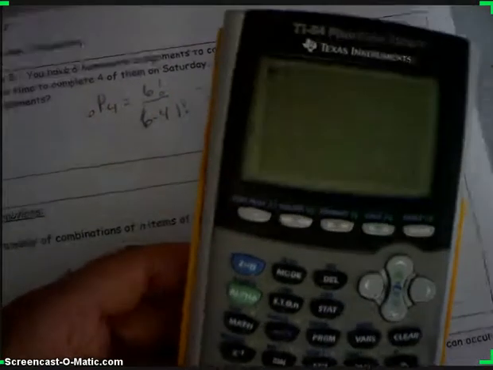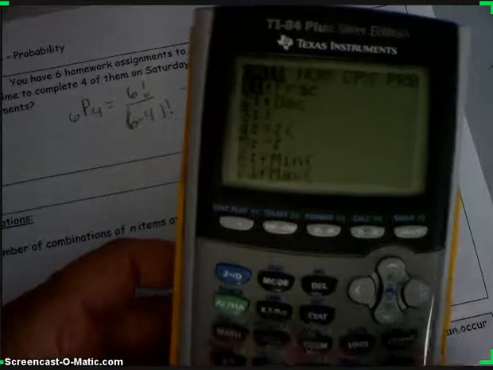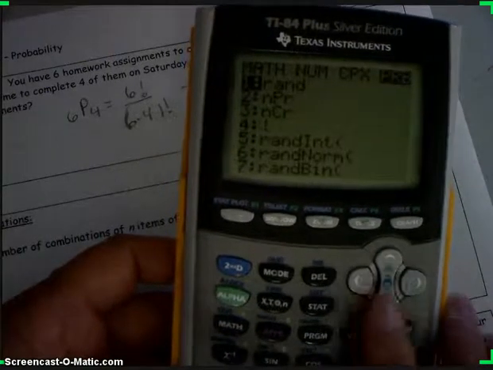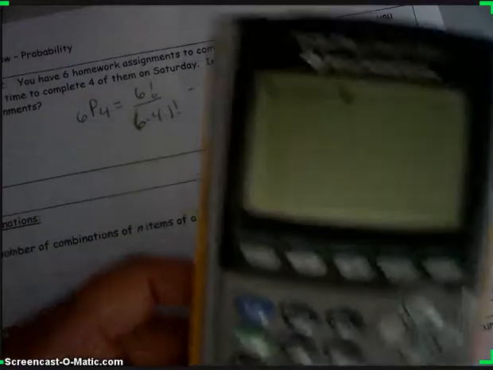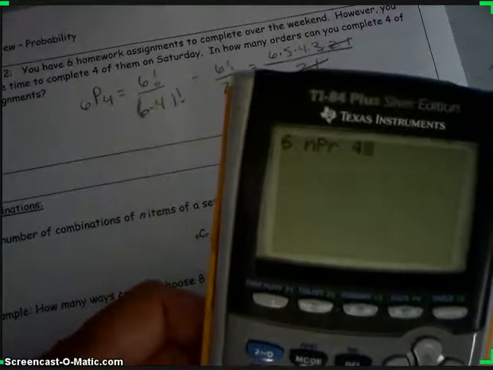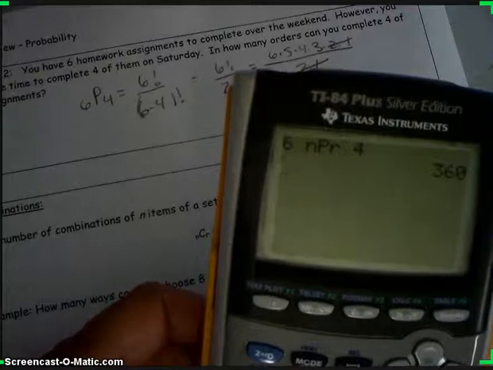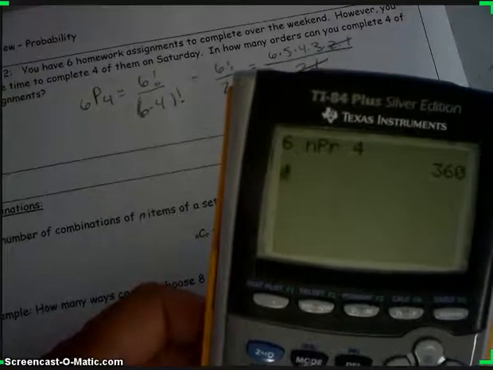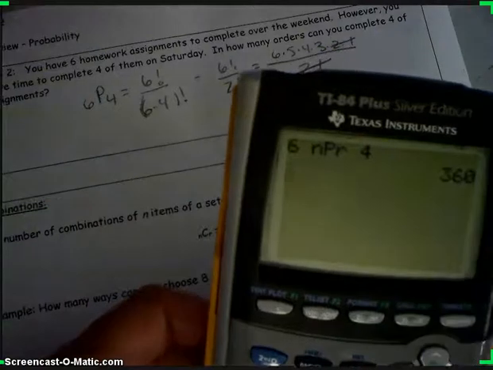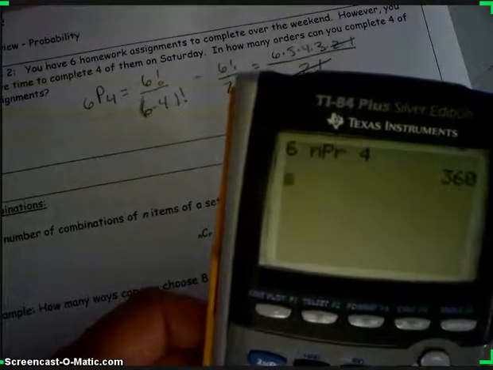Make sure you have your 6 in there. And then you're going to use the math button, tab over to probability, down to the second one, hit enter, and then you have 6 and you're going to choose 4, hit enter, and you get 360. So it's the same thing. So just make sure you know how to use the calculators. If you need help in class, ask a friend or ask me when I'm here. Thanks.